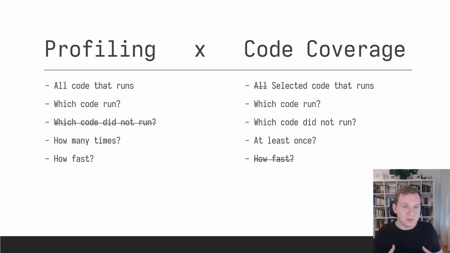Code coverage is pretty similar, but it doesn't look at all the code, only at the code that you want to inspect the code coverage at, usually your whole code base except for the tests. But you don't want to inspect modules that you're calling and so on. And then it asks which code has run, and it also asks which code didn't run. So that's different from the profiling. And it doesn't ask, did this code run multiple times? It's okay if it runs just a single time, because then we can consider it covered, and it doesn't care about how fast the code ran.